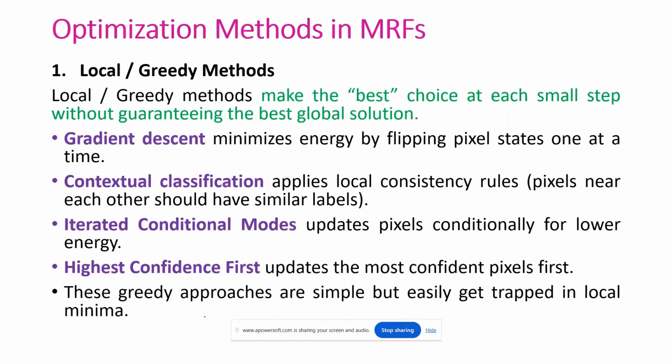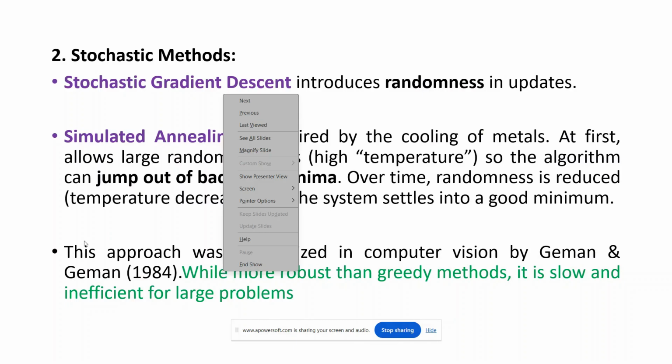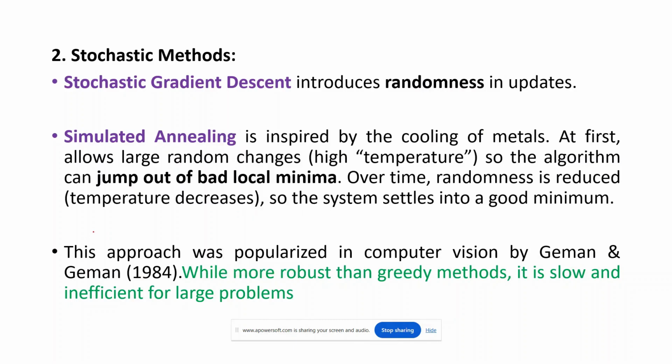Some other optimization techniques, right? Local greedy method means it will look only for the current best choice. If the next move is good, then I can take it. So I may get stuck in a local maximum also. There may be a global best solution, but I focus on immediate success only. Some methods are gradient descent, contextual classification, iterated conditional modes, and highest confidence first. So these are the local greedy approaches.